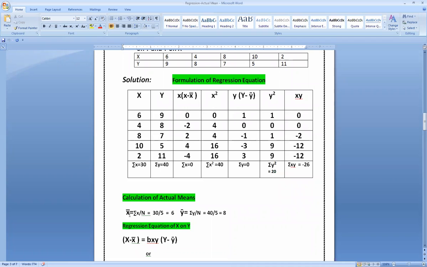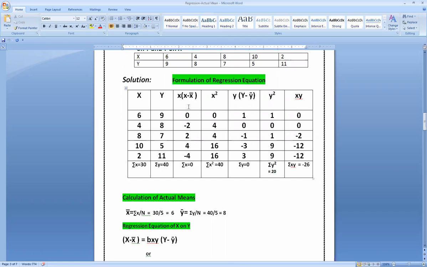So summation mean equals sigma x by n, that is nothing but 30 divided by 5, the number of items, that will become 6. The value of x mean is 6. Similarly, calculate the y mean value: summation y divided by n equals 40 divided by 5, that is nothing but 8. So these are the two values needed to calculate the deviation values. So x mean is 6 and y mean is 8.